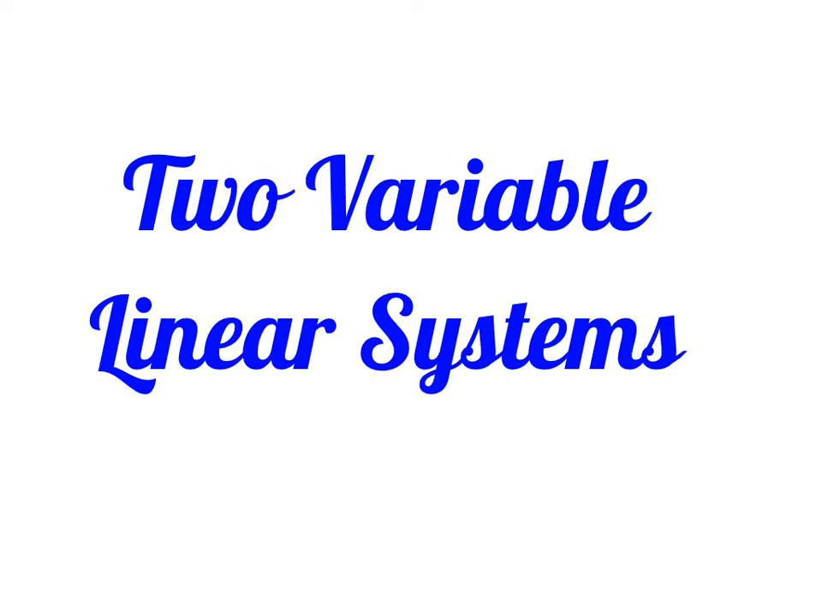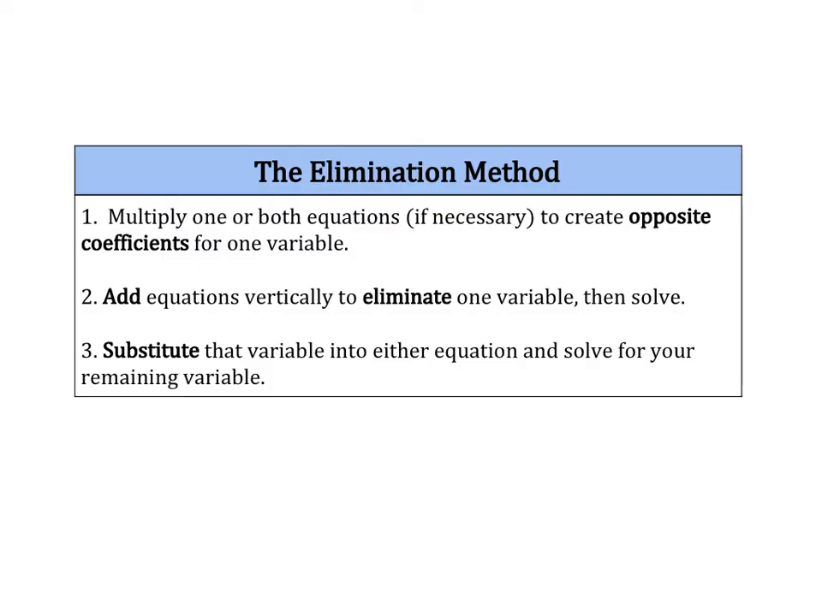Hi everybody, today we are going to talk about two variable linear systems. So today we're going to focus on the elimination method. The main goal of the elimination method is to eliminate one of your variables, and you can do this by creating opposite coefficients for one variable.